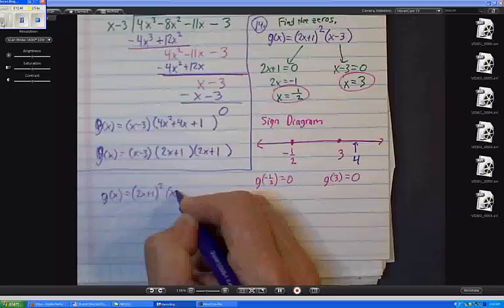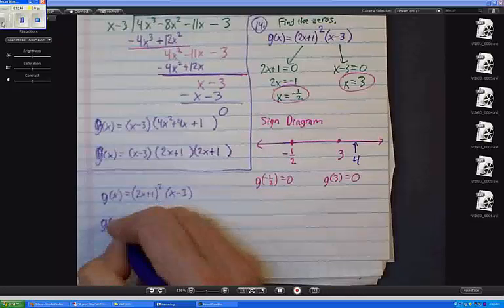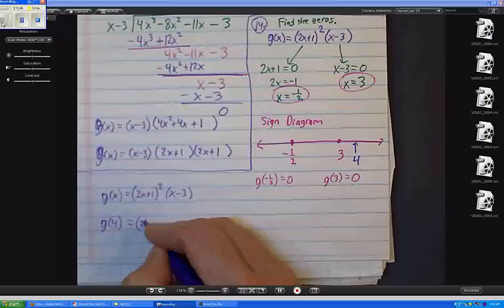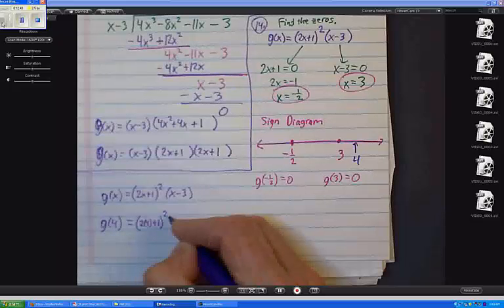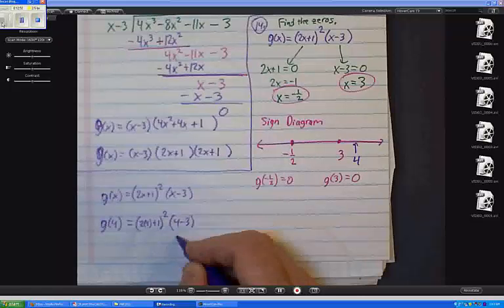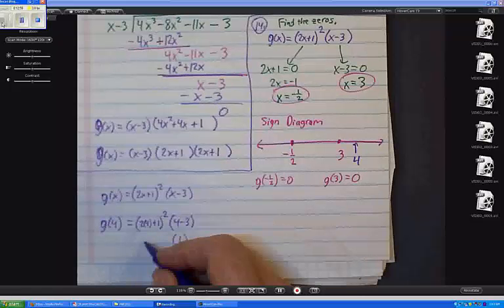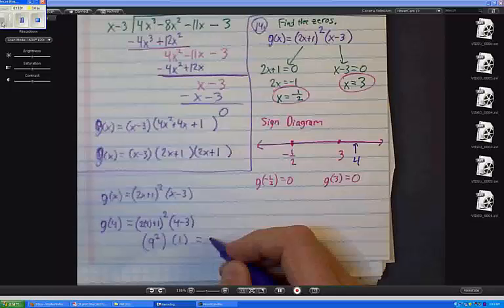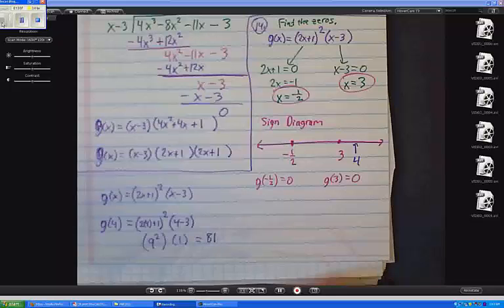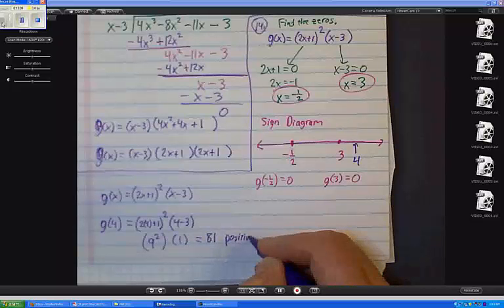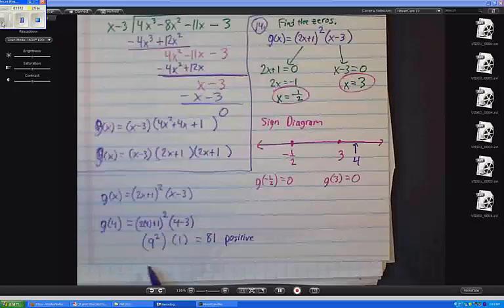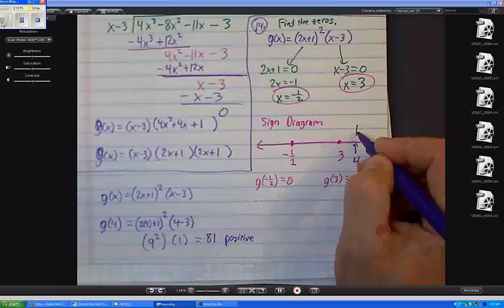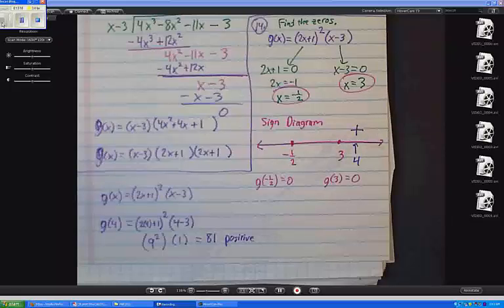So g of 4 I could compute, and I'll get (2 times 4 plus 1) squared times (4 minus 3). The 4 minus 3 is 1. This gives me 9 squared. And so I get that g of 4 is what? 81. But you know all I really care about is that it's positive. And since g of 4 is positive, I know I will be above the x-axis over here. We'll see if that makes sense to you or not.